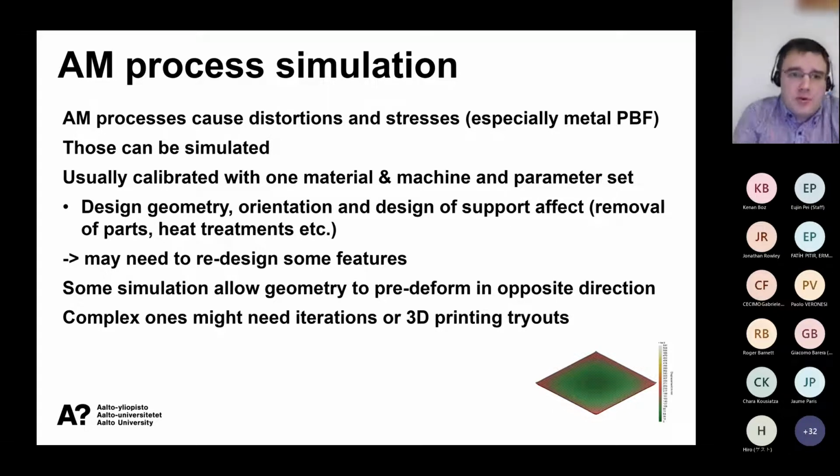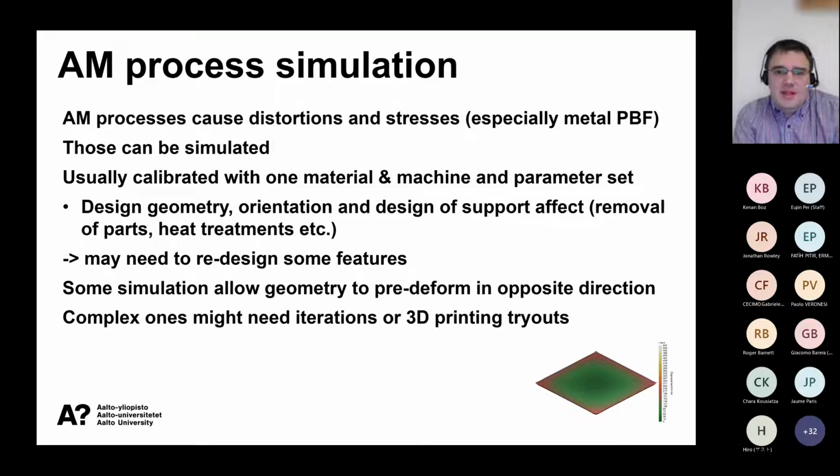Then, of course, design the geometry, orientation, and the support design. Basically, when you remove the parts, heat treatments, and so on, those can be taken into account. And that leads to maybe needing to redesign some features. And in some simulations, they allow different 3D forms in the opposite direction, so when you print it, then it should be straight.